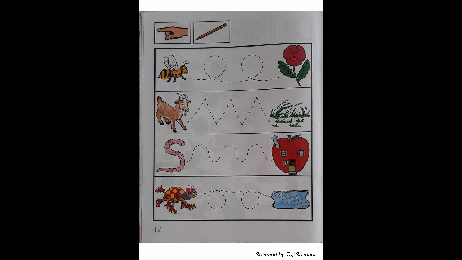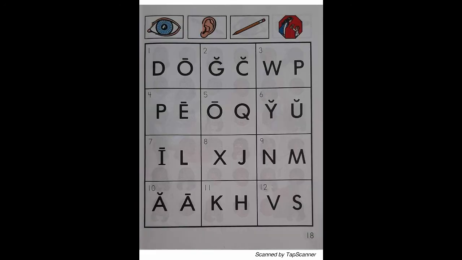Continue steps 2 and 3, making appropriate changes in wording for the other pictures. From goat to grass, from worm to apple, and from bug to pond. Page 18, letter sound recognition.